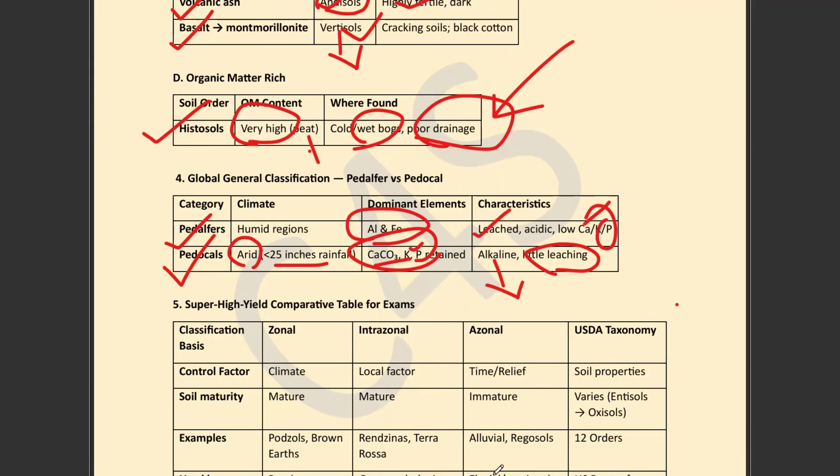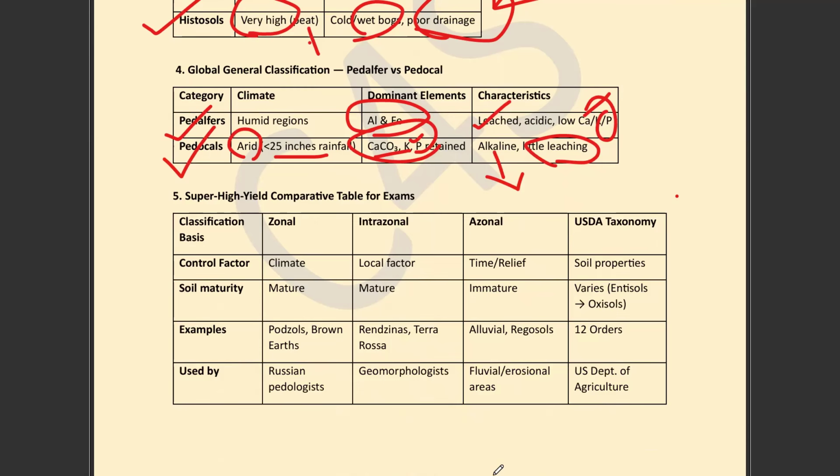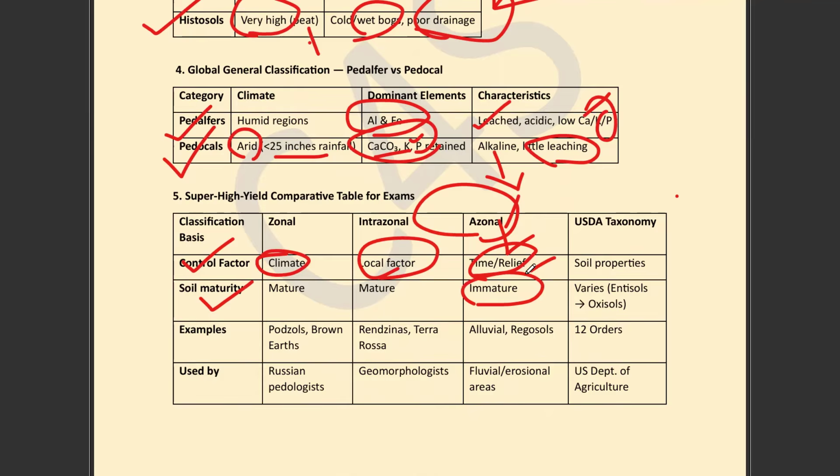Next, this is the consolidated table we have learned for zonal, intrazonal and azonal areas. The control factor is climate for zonal, for intrazonal it is the local factor, and for azonal it is time and relief because it is a young soil. Next, soil maturity: zonal and intrazonal are mature, whereas azonal is immature because it is in the process of formation of soils. This varies from Entisols to Oxisols.